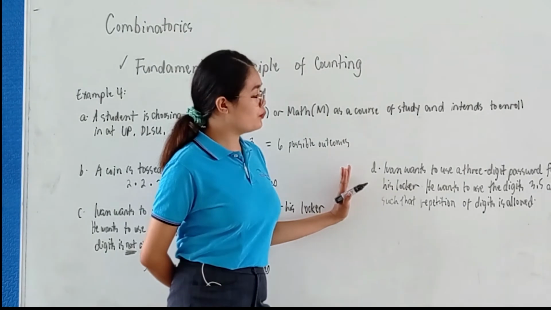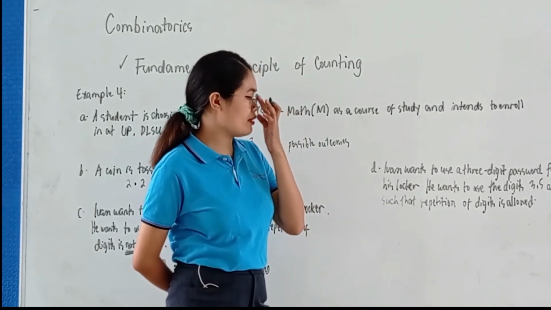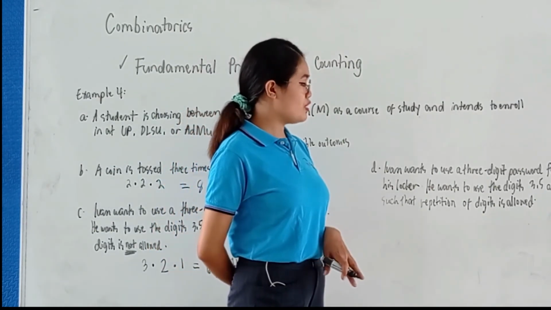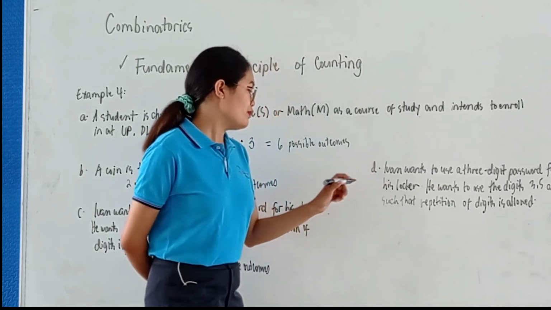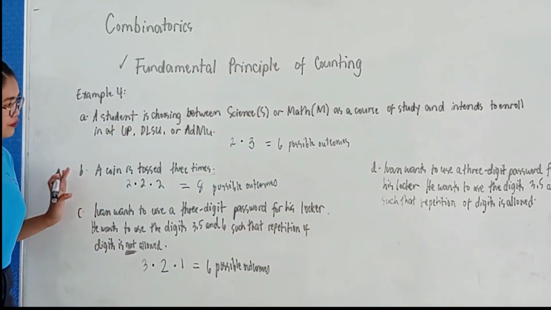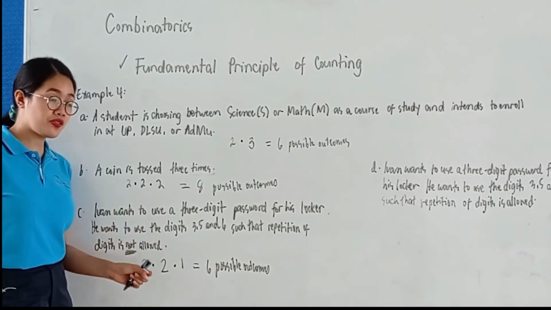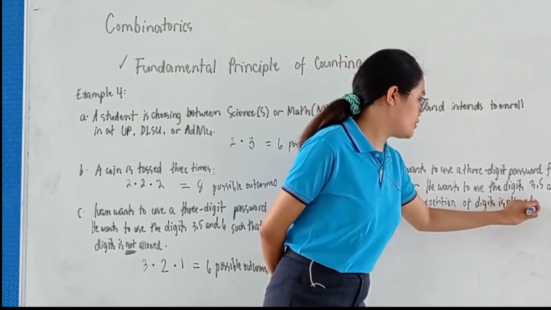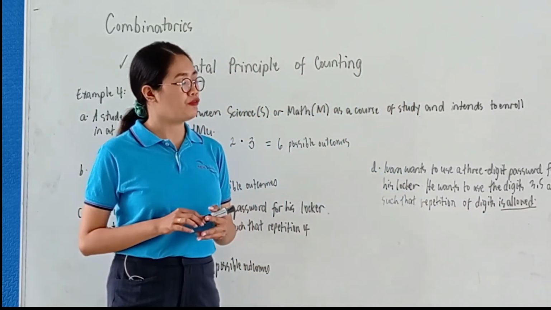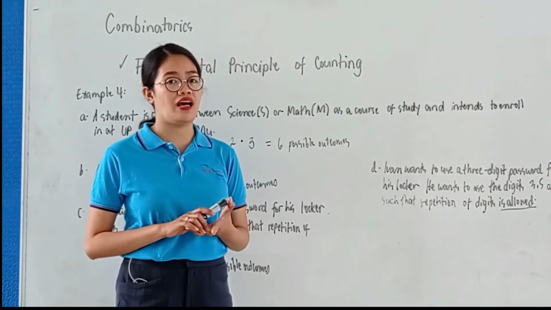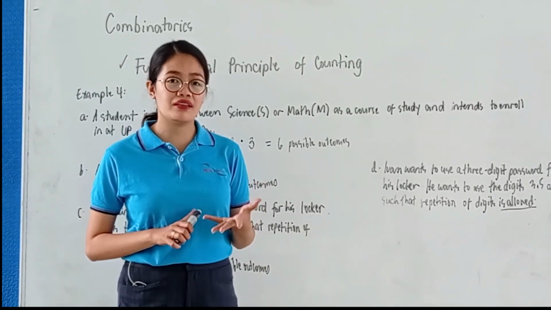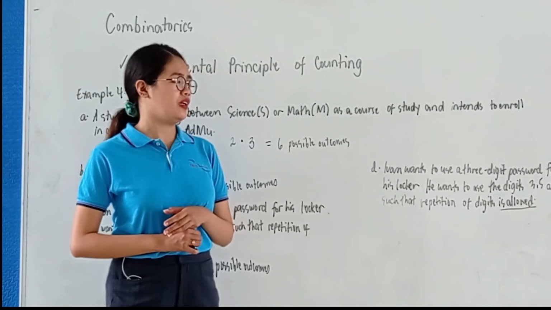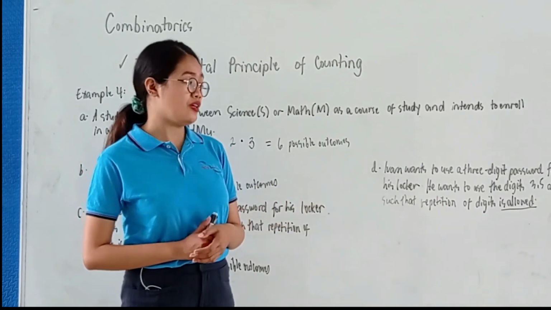And letter D, Ivan wants to use a 3-digit password for his locker. He wants to use the digits 3, 5, and 6, such that repetition of digits is allowed. Now, notice that it's very similar to item C. The only difference is, for item D, repetition of digits is allowed. Meaning, if your first digit is 3 for your password, you can repeat that digit for your password. You can have 335, 333, or so long as a digit will be repeated.